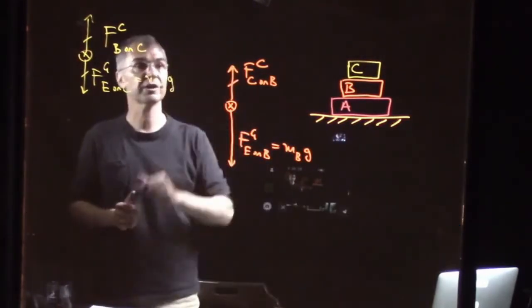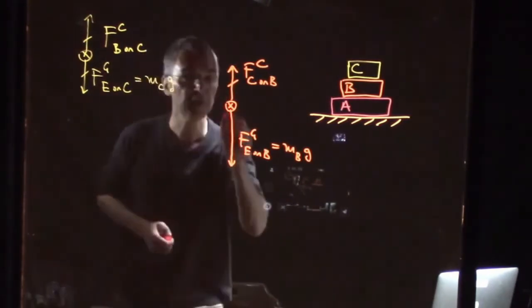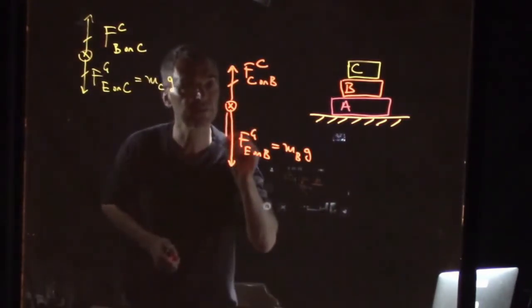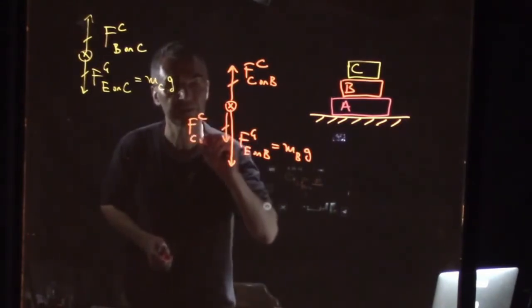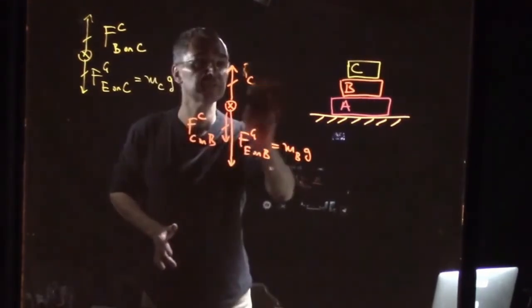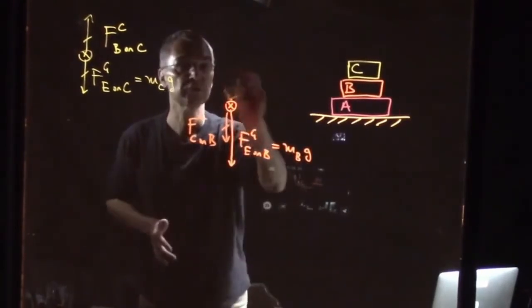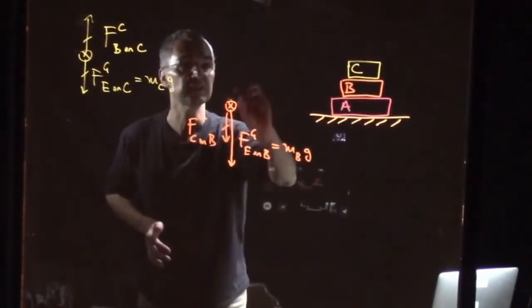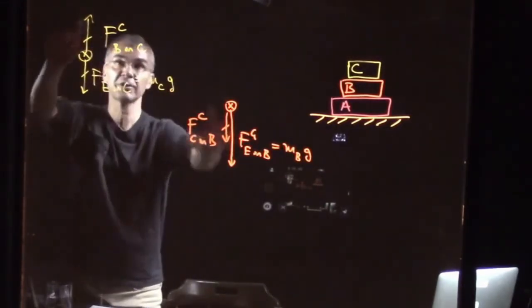This was a good mistake. What did I do wrong here? This is the correct size, but it points in the wrong direction. So actually, that was nonsense. This is the contact force by C on B. It points down, not up. Newton's third law says that the force exerted by C on B is the same magnitude, but the opposite direction as the force exerted by B on C. Oh, that was really good. Sometimes mistakes are helpful. So that points down, and it's the same magnitude as this, but the opposite direction.